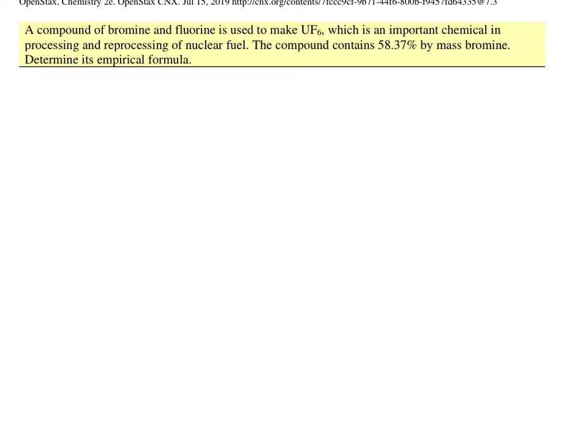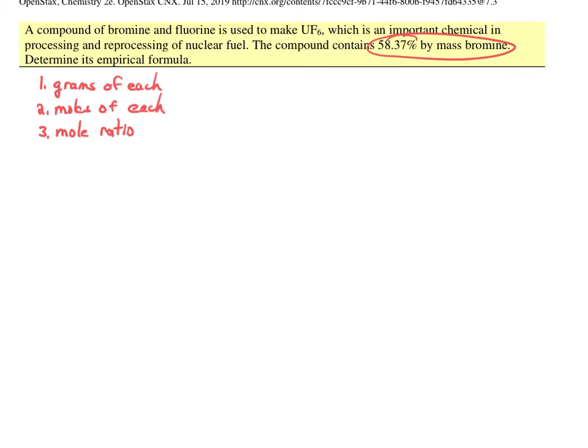All right, we're asked to determine the empirical formula, so we're going to follow the protocol: we want to determine grams of each element, and then moles of each element, and then we get to the mole ratio. All right, so grams of each, in this case, is going to be based off percent, and this is a mass percent bromine, so we know the remaining amount of the compound is fluorine.